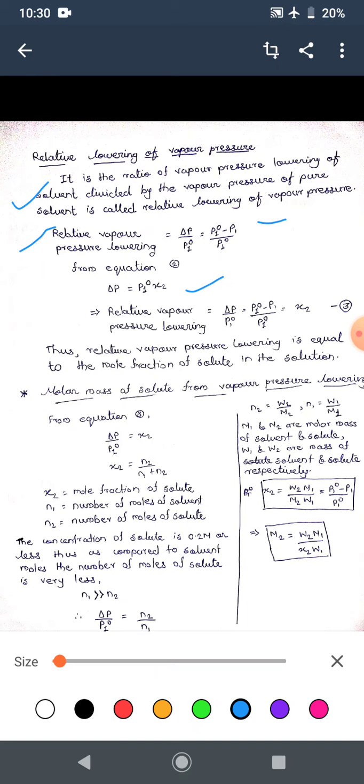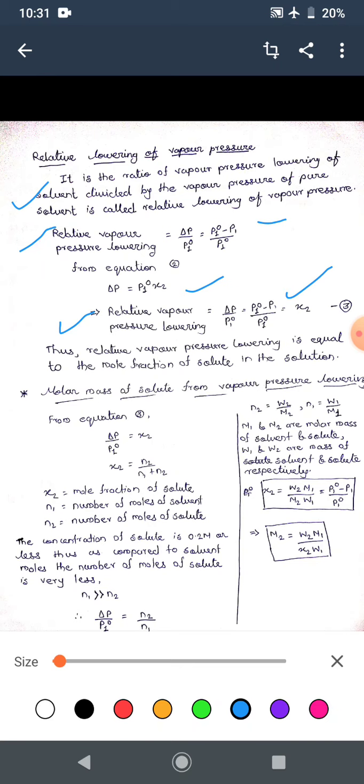So, the equation of relative vapor pressure lowering ultimately becomes delta P upon P1 naught is equal to P1 naught minus P1 upon P1 naught, which is equal to x2, because delta P is P1 naught into x2. If we place P1 naught into x2 in place of delta P, then P1 naught will get cancelled and only x2 will remain. That is why the relative vapor pressure lowering is directly proportional to the mole fraction of the solute.